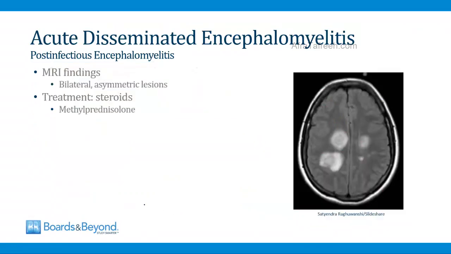The main way you're going to recognize this condition in a board question is by the history. It's going to be a child who had some type of infection or vaccination a few weeks ago. If an MRI is done, it usually shows bilateral asymmetric lesions. Remember that this disorder causes multifocal neurologic problems, so there are going to be multiple different foci of lesions in the brain. And you can see an example of these lesions here.